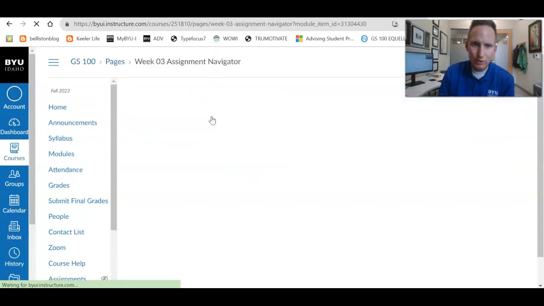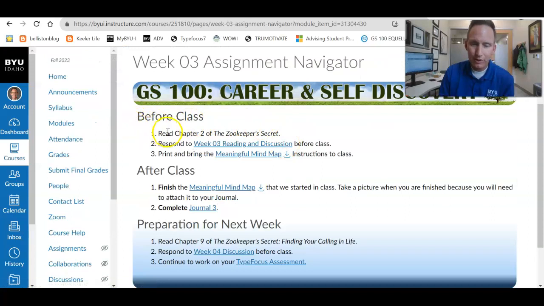The assignment navigator is going to show us what they do before class. They've read chapter 2, which is a really critical chapter of the book. And there's a discussion they'll be responding to before they come to class. There's a meaningful mind map instructions that they should also print and bring to class. If they didn't print out the entire packet of handouts, there's an option here for them to download just the handout for that day. And after class, they're going to be submitting a mind map that they start in class. Journal 3 is where that is submitted.